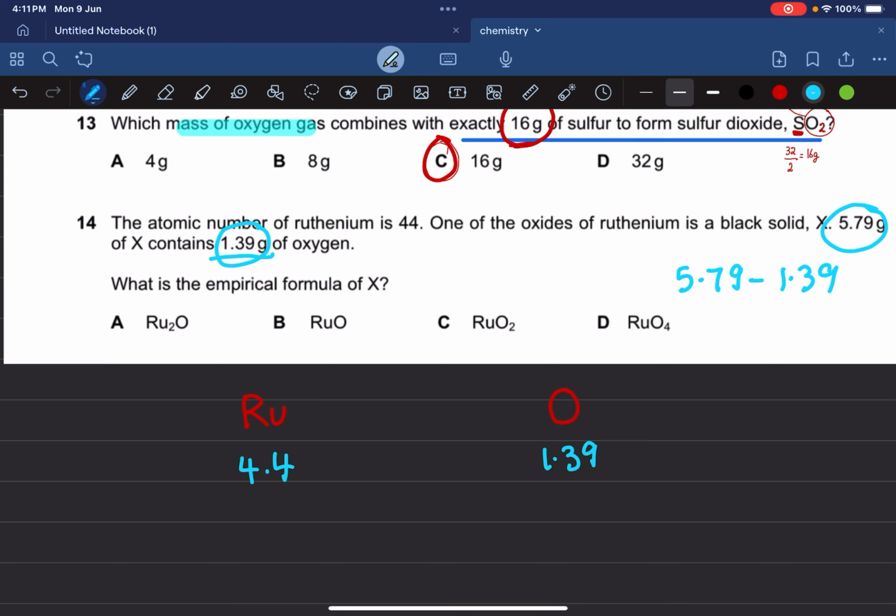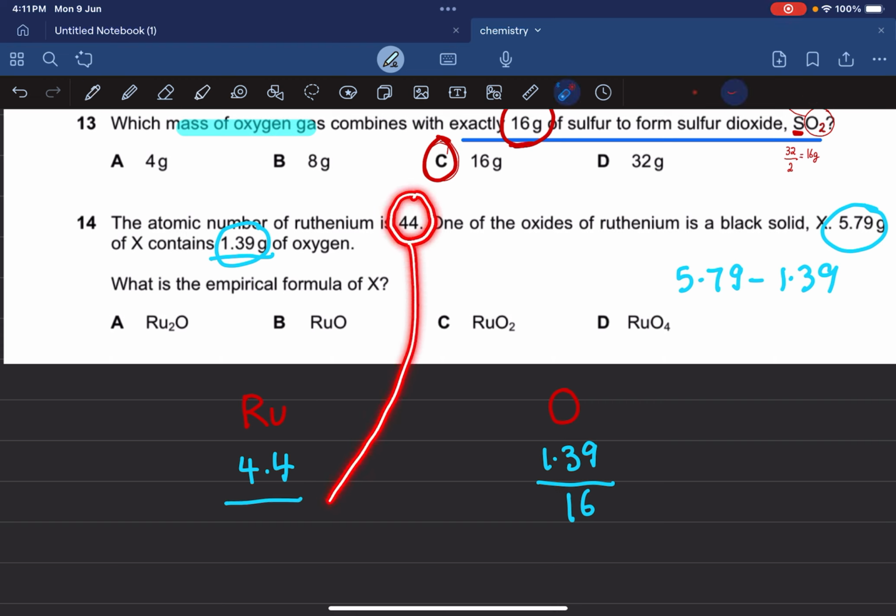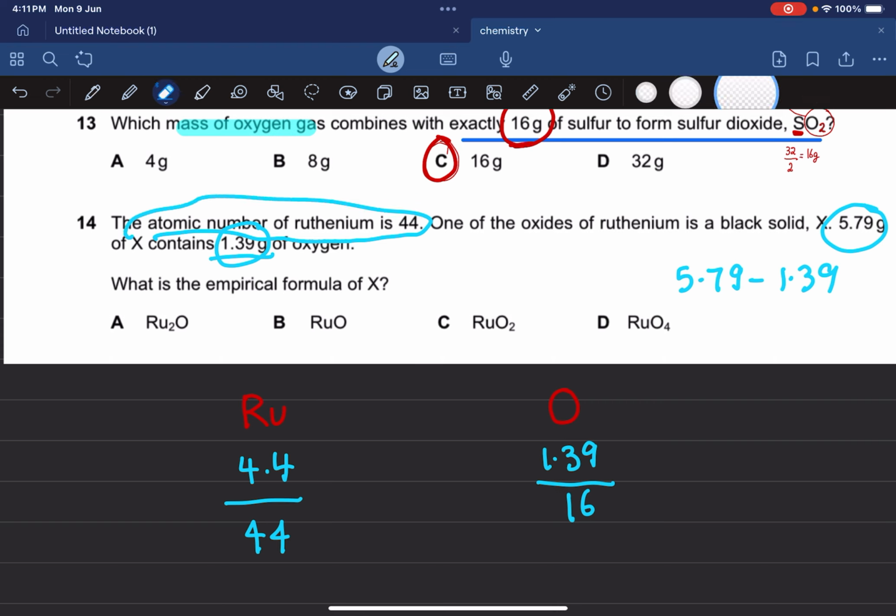Now, what I know the majority would do is that to find the empirical formula, when you have the masses, the next step is to divide the masses by the mass numbers. So for oxygen, the mass number is 16. For ruthenium, I know the majority of people will think we have to divide by 44, but that's wrong. This is the atomic number of ruthenium. You cannot divide by the atomic number or the proton number in an empirical formula question. What you have to take is the mass number. You cannot divide by 44. That's going to be wrong.